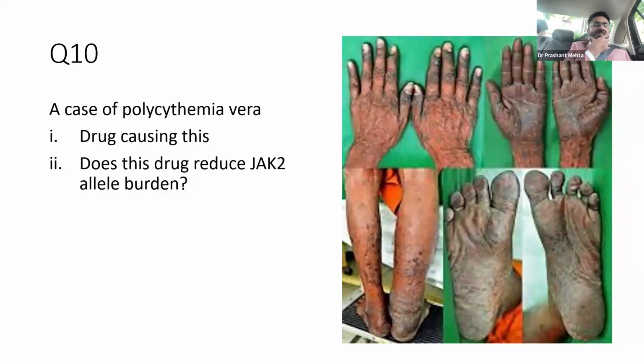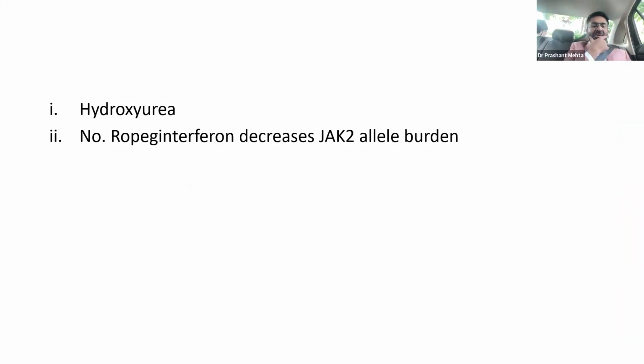So next slide. Which drug does reduce the JAK2 allele burden? It's there on the screen, sir. Okay, already there. Fine, fine. So Ropeginterferon decreases the JAK2 allelic burden. Okay, fine. So next slide.